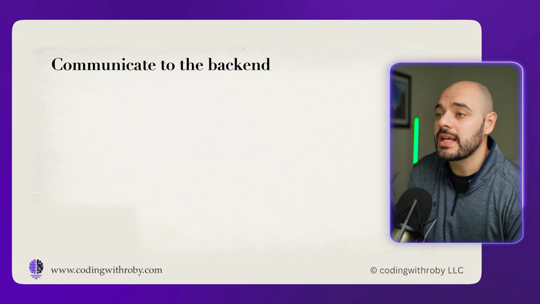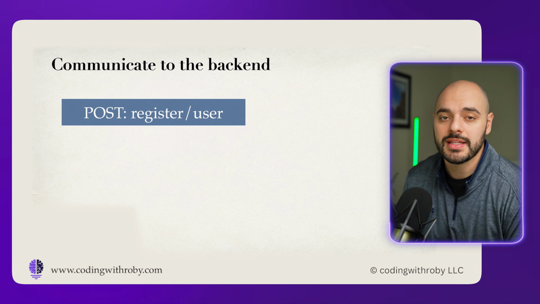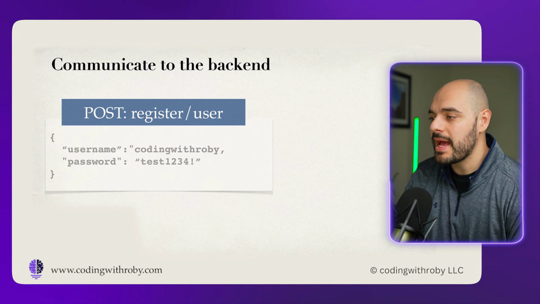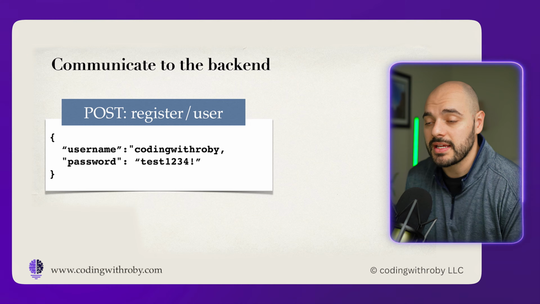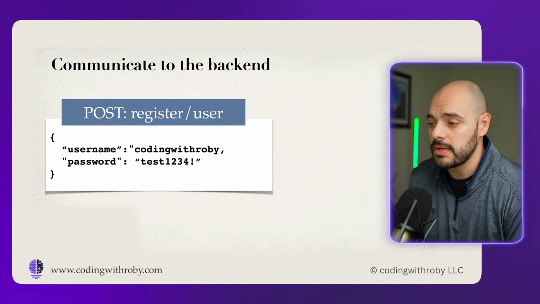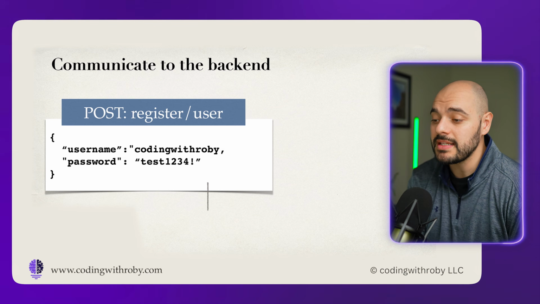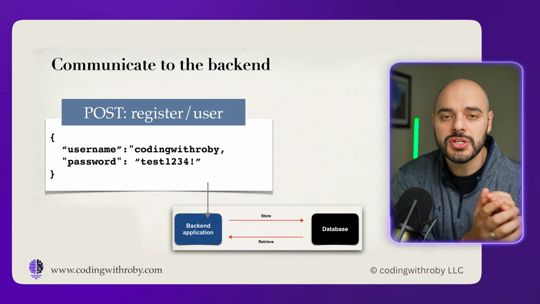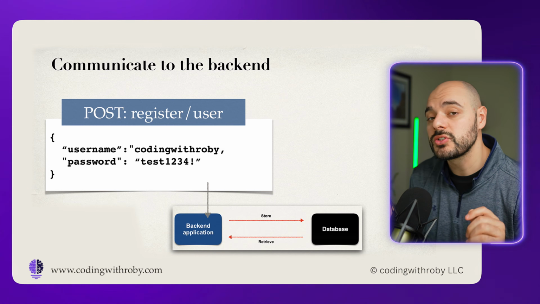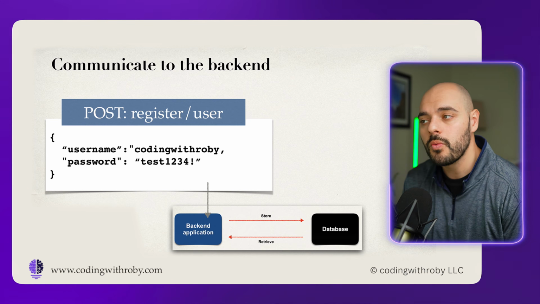So we need to communicate to the backend. So let's say we have an API endpoint that is register/user. Well, we might pass in a username of Coding with Roby, and the password is going to be test1234! Well, when we submit that data, it's going to come over as plain text to the backend application. And now the backend application needs to do something before we start storing and retrieving data from a database. So what does it need to do?